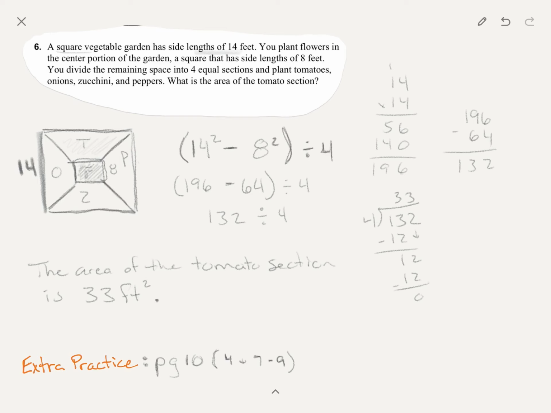If you would like some extra practice, you can go to page 10 of your student journal. Problems 4, and then also 7 through 9 will give you story problems that you have to think through as far as using order of operations and building expressions.